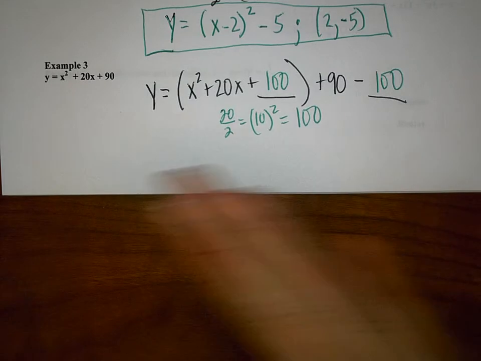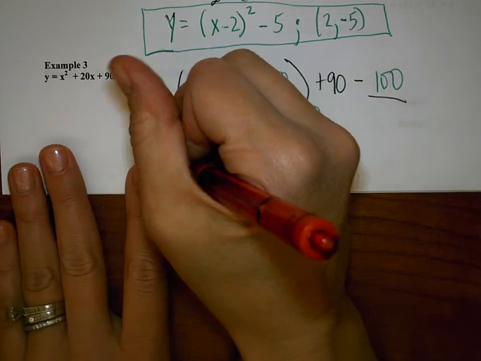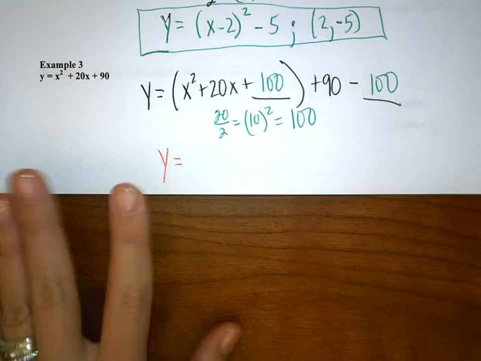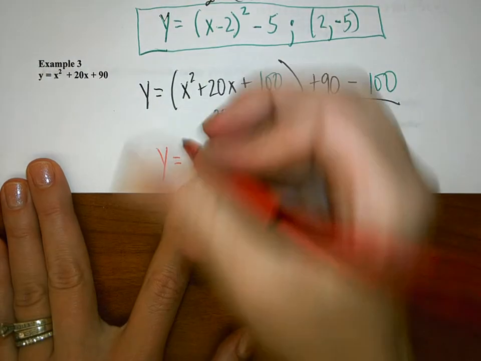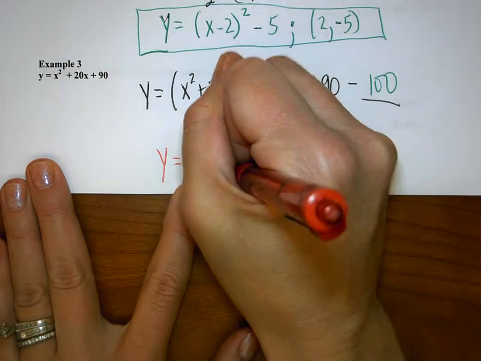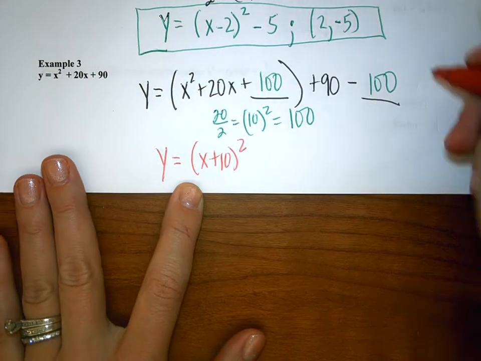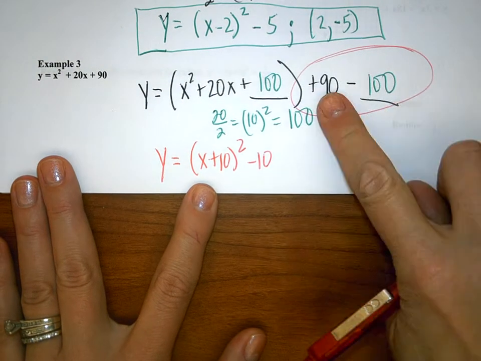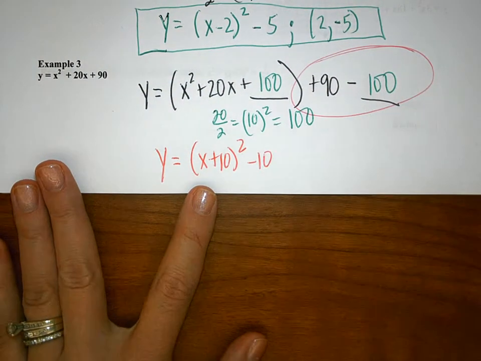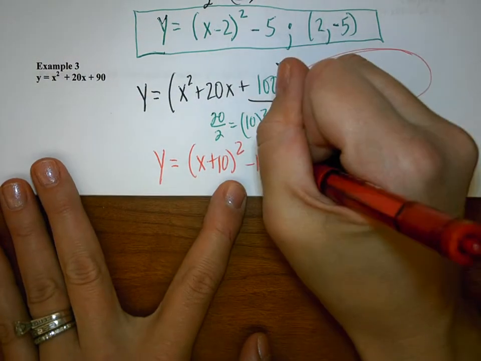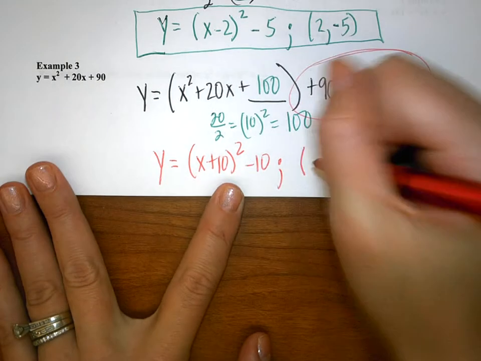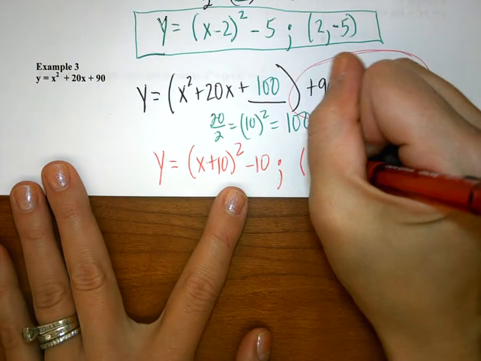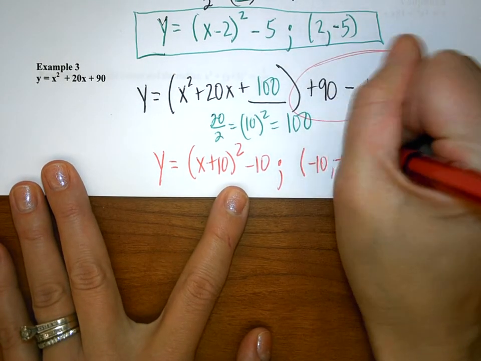Now I need to write my equation in vertex form. So we write it as y equals what? Very good. X plus 10 squared minus 10. Because a +90 and a -100 make -10. Okay, and then we need to state what the vertex is. And what is my vertex? Good. -10, -10 is correct.